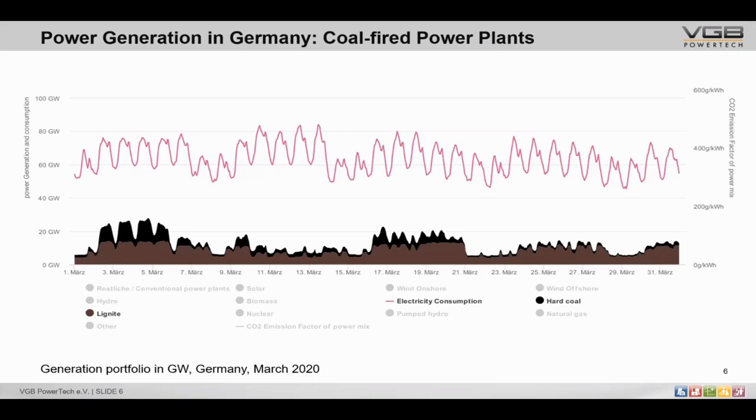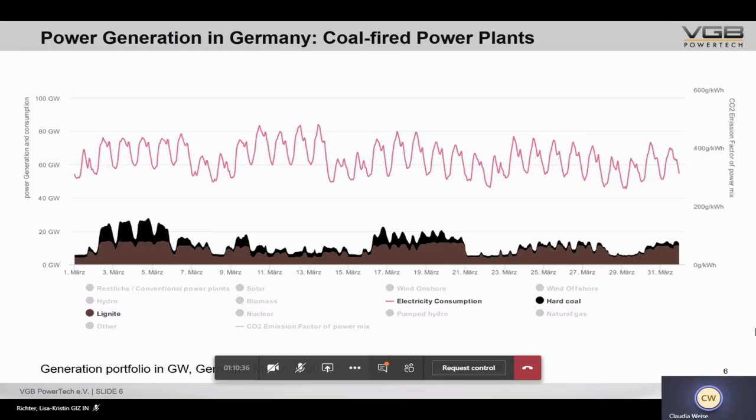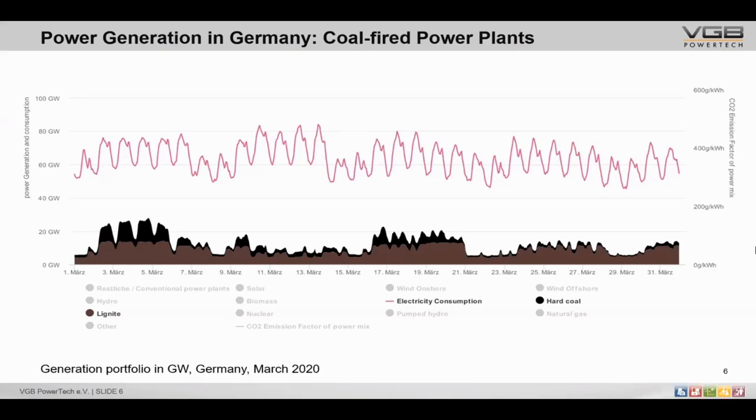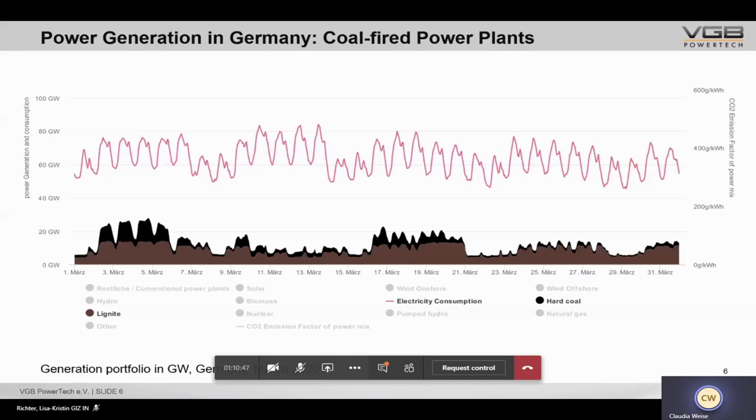So these plants are very well adapted to this operational regime, and they even are faced with shifting operation or shutdowns over the weekend, which you can see here in these contributions or less contributions during the weekend. And lignite power plants also do some cycling, not to that extent as the hard coal power plants do, but one can say that for the coal-fired power plants, the cycling and flex operation is daily business.